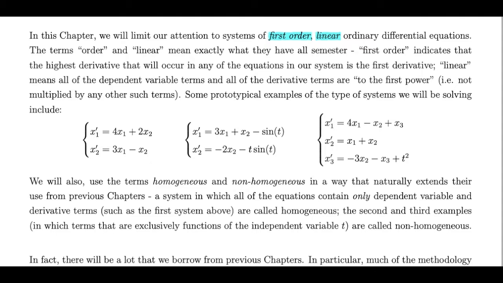Notice also that these last two systems contain not only x and x prime terms, but also terms like sine of t, t squared down here, etc. In chapter 3, we introduced the distinction between homogeneous and non-homogeneous differential equations. That distinction remains in place here. A system in which only dependent variable and derivative terms, x and x prime terms, occur is called homogeneous. A system like these last two that contains terms that are functions of the independent variable t is called non-homogeneous.